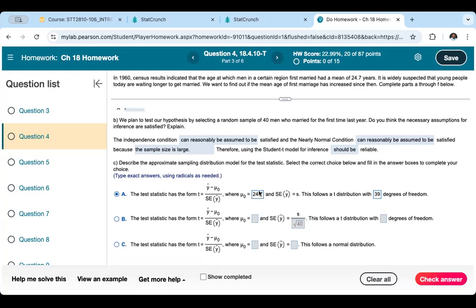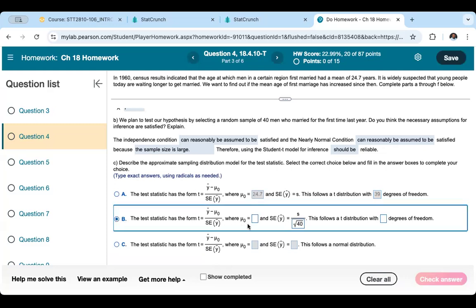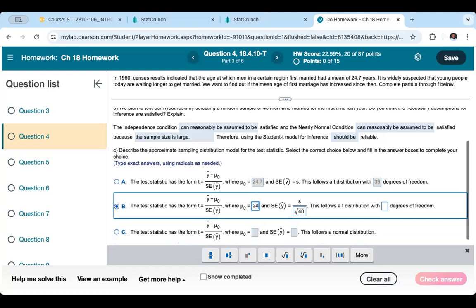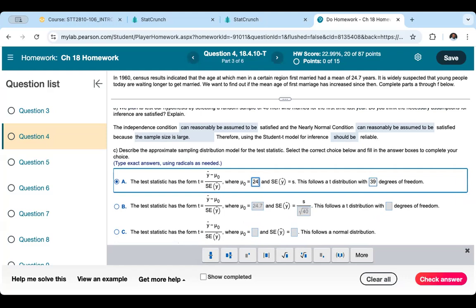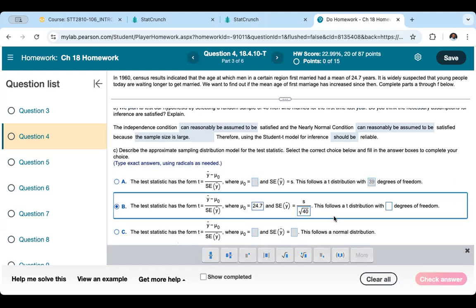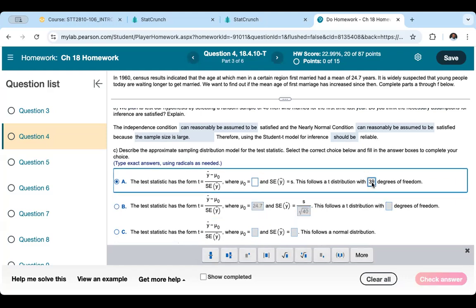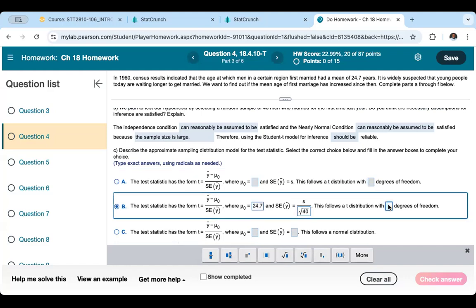Oh, see, I went to write this thing here. 24.7. And then let me clean this one here. 39.